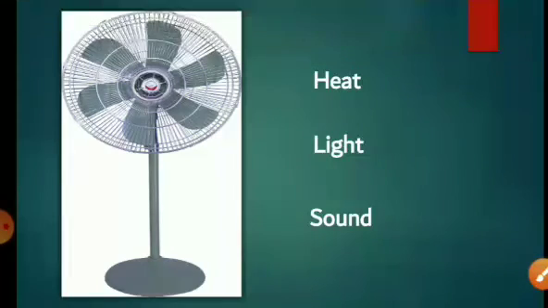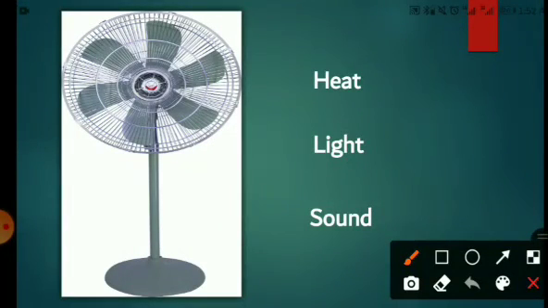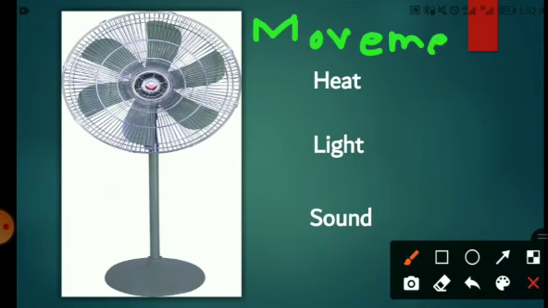Our next picture is a pedestal fan. When we switch on a pedestal fan, it gives us heat, light, sound, or movement. So it gives us movement. We will write here movement. It gives us movement.